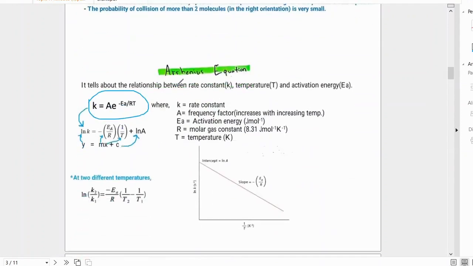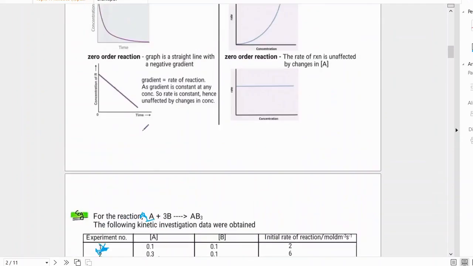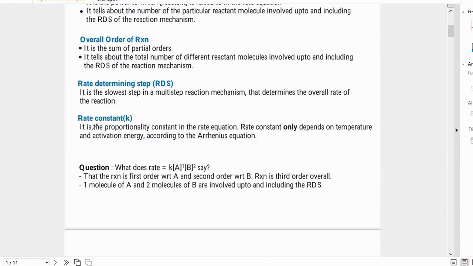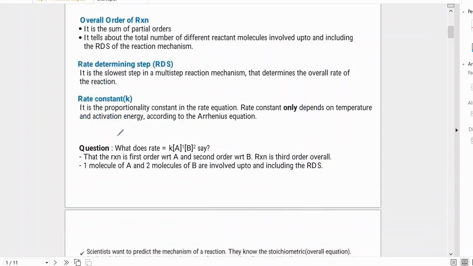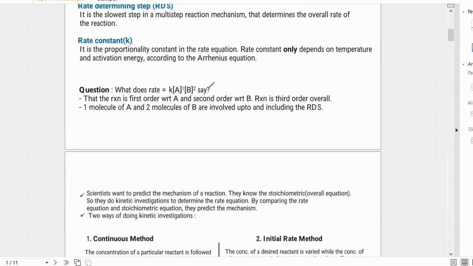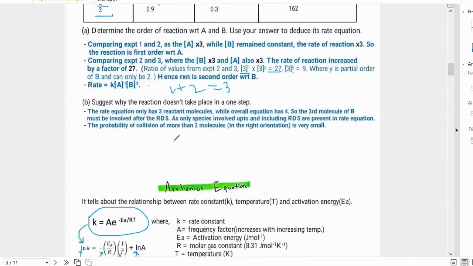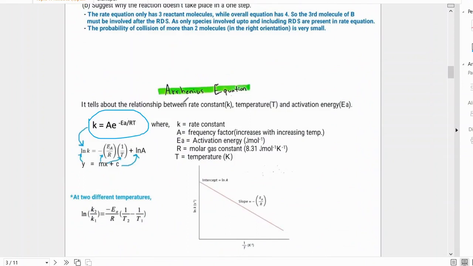Moving on to the Arrhenius equation. We have talked about this above. Here, the rate constant only depends on temperature and activation energy according to the Arrhenius equation. So the Arrhenius equation tells us the relationship between rate constant, temperature, and activation energy, or in other words, catalyst.